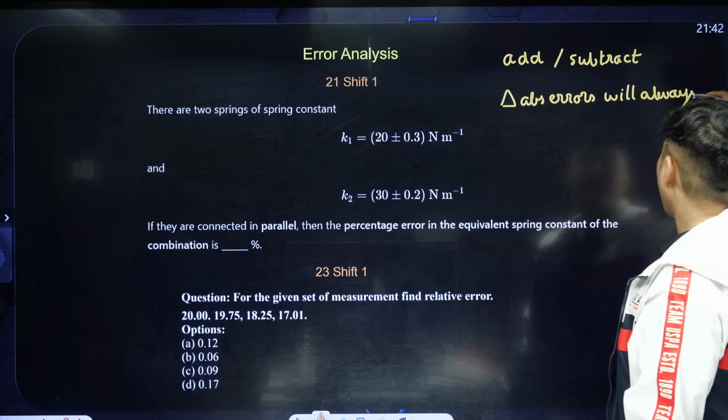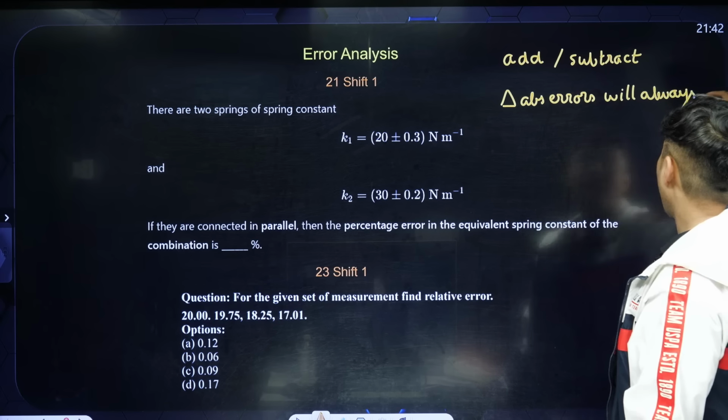Like for example, you have to add these two or subtract these two, with plus minus 0.3 and plus minus 0.2, the errors will always add. So it will be an absolute error of 0.5, whether it is subtraction or addition. But if it is added, then 20 plus 30 will become 50. If it is subtracted, then it will become 30 minus 20, which is nothing but 10. So the most probable value will depend on whether you are adding or subtracting, but the error value will always be added. Keep it in mind.